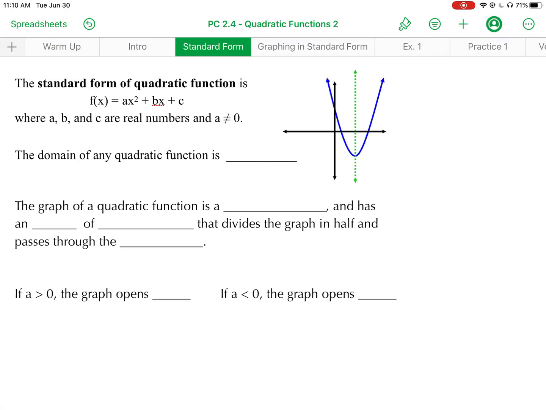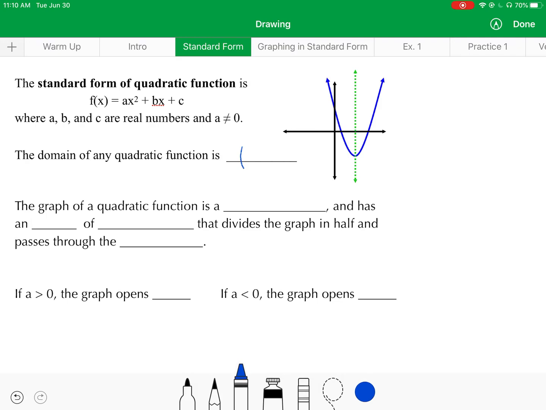Now, the numbers a, b, and c in this function represent real numbers, and of course, a cannot be 0. If it were, then we would be linear. The domain of any quadratic function is all real numbers, meaning you can plug any value you want in for x and you will get a result out for y. And you should know from earlier courses that the graph of a quadratic function is a parabola that has an axis of symmetry to it.